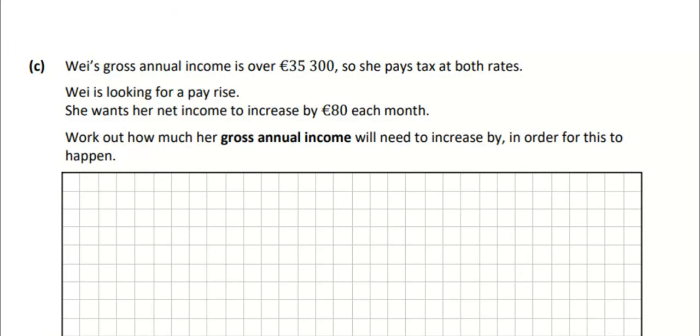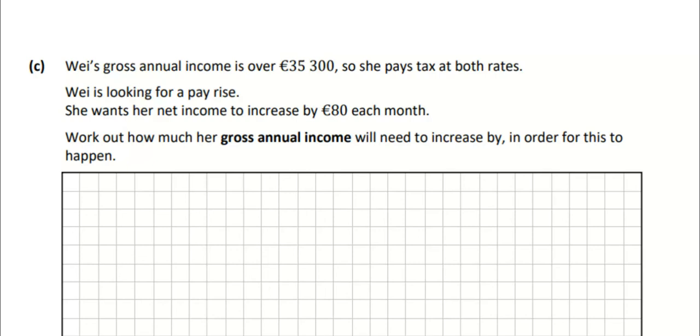Lucky us. Part C. Way's gross annual income is over 35,500. She pays tax at both rates. Way's looking for a pay rise. She wants her net income to come up by €80 each month. Work out how much gross annual income she'll need to increase by in order for this to happen.